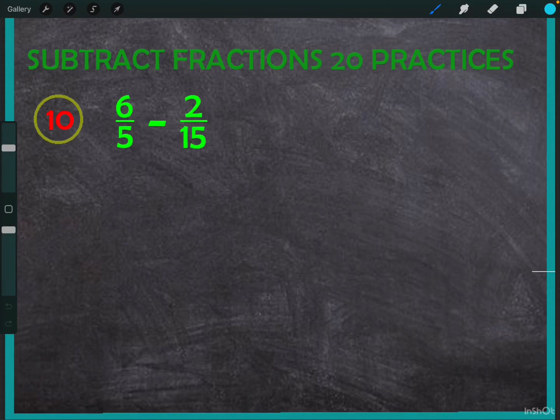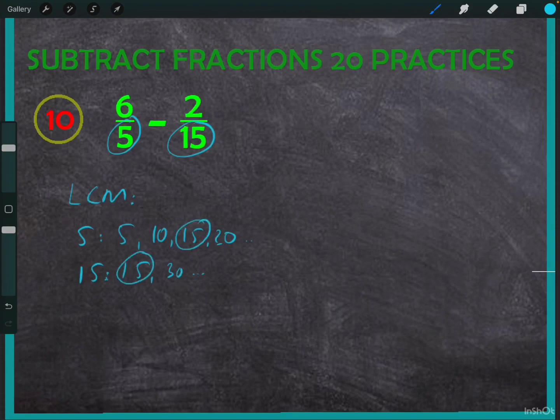Practice number 10. 6 over 5 subtract 2 over 15. These two fractions have different denominators, 5 and 15. So we will go ahead and find the LCM for number 5 and number 15. The multiples for number 5 are 5, 10, 15, 20. The multiples for number 15 are 15, 30, etc. We see that 15 is the least common multiple of number 5 and number 15, or the LCM is 15.